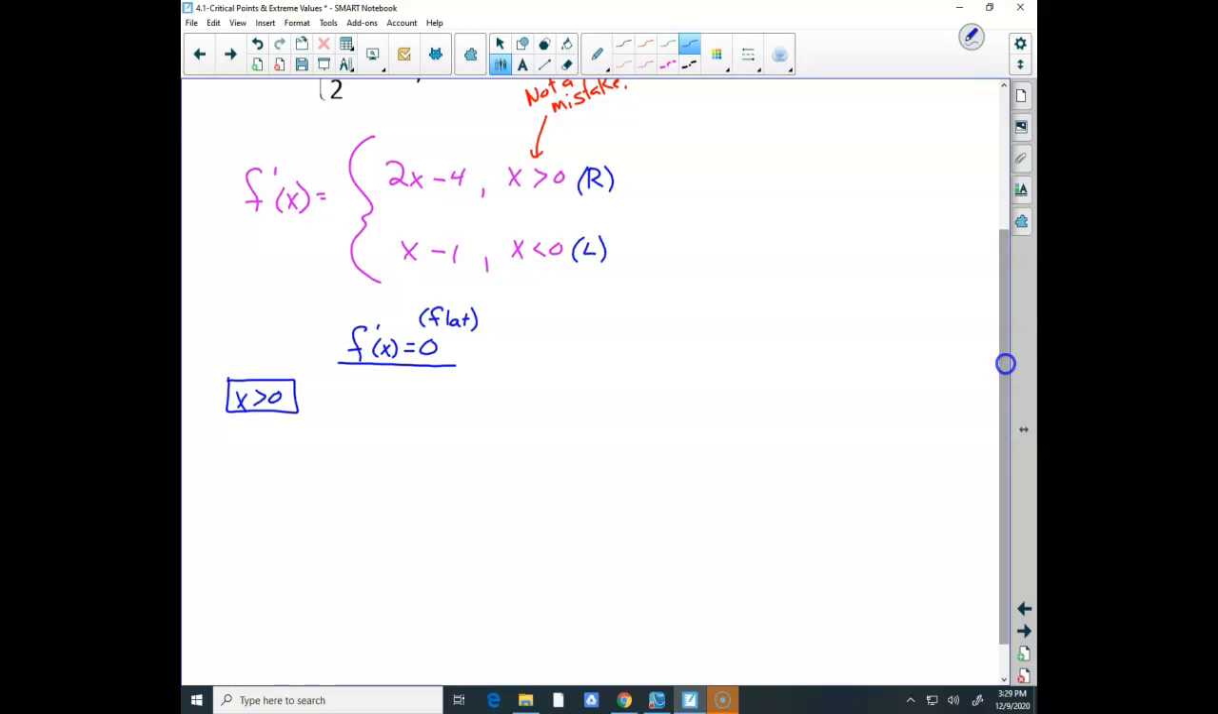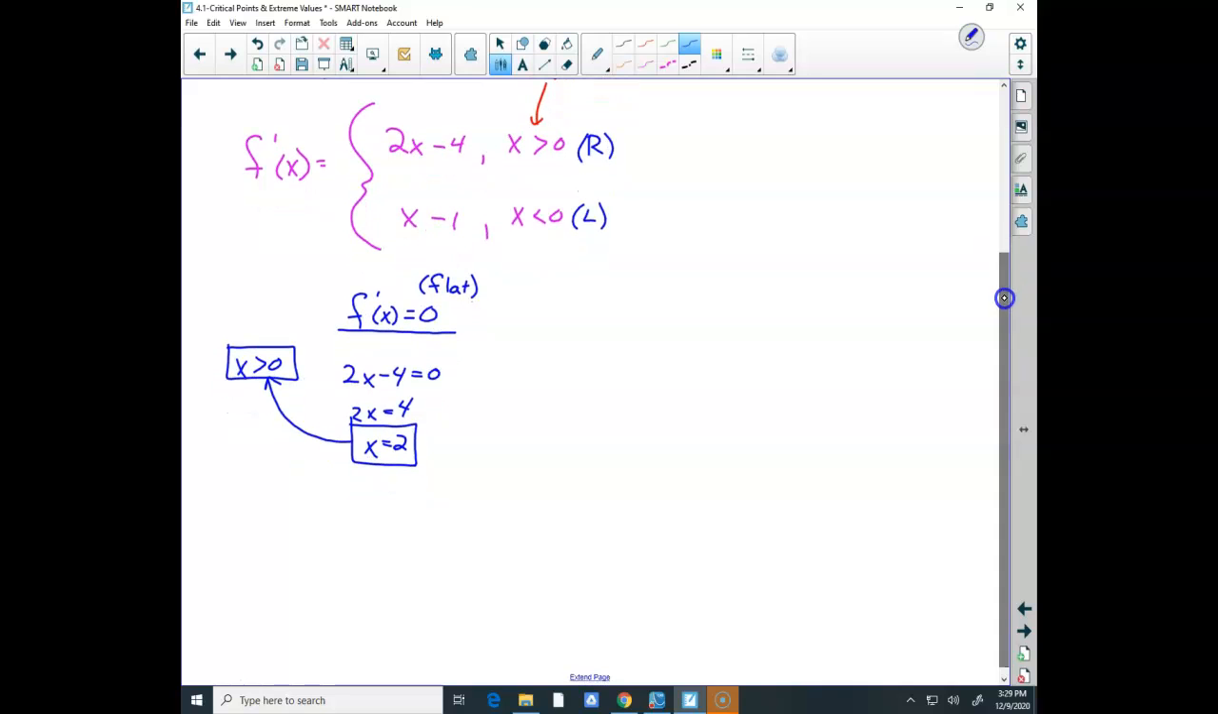So what I'm going to do is take that part, 2x minus 4, and set that equal to 0. Well, that's when 2x equals 4, so when x equals 2. So x equals 2 is a critical point if and only if that critical value is within the domain of that piece of the function. And it is. So I do know x equals 2 is going to be a critical point.